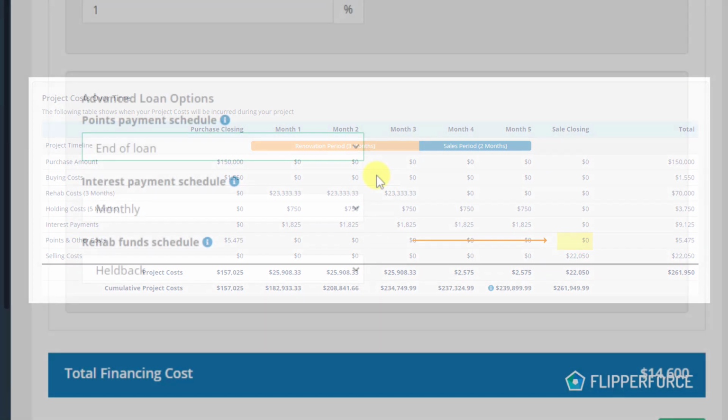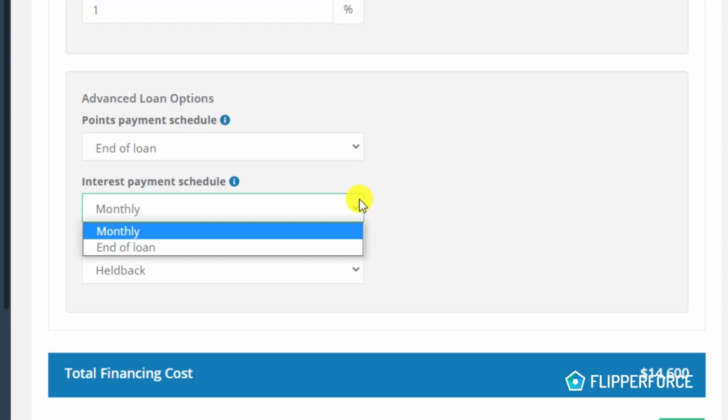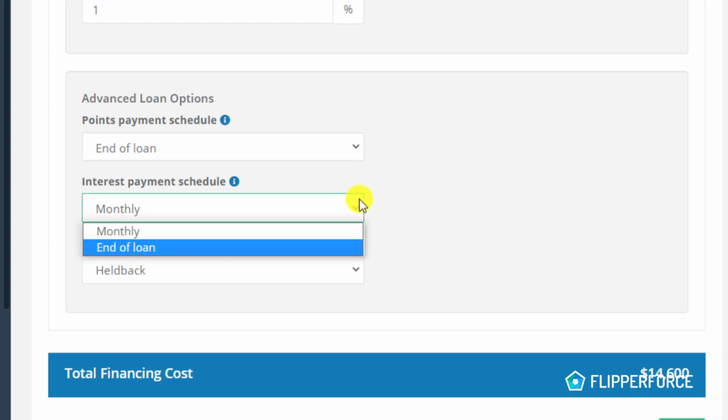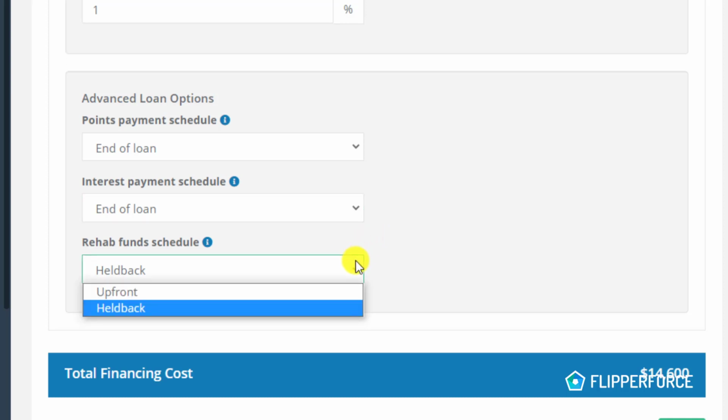Lenders also usually make you pay your interest payments on a monthly basis, but some lenders allow you to pay all of your interest payments when you sell the property out of the proceeds of the sale. If you change the setting to end of the loan, the interest payments would be all paid at sale closing instead of on a monthly basis. And then finally, most lenders will hold back your rehab funds for the renovations, and then they'll distribute those funds as draws based upon the work that's been completed.